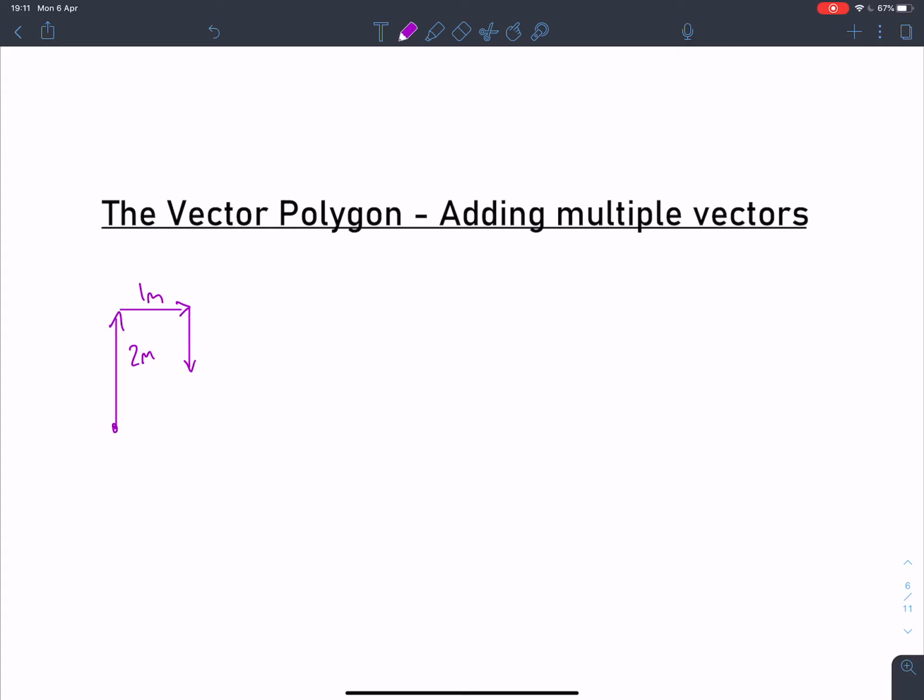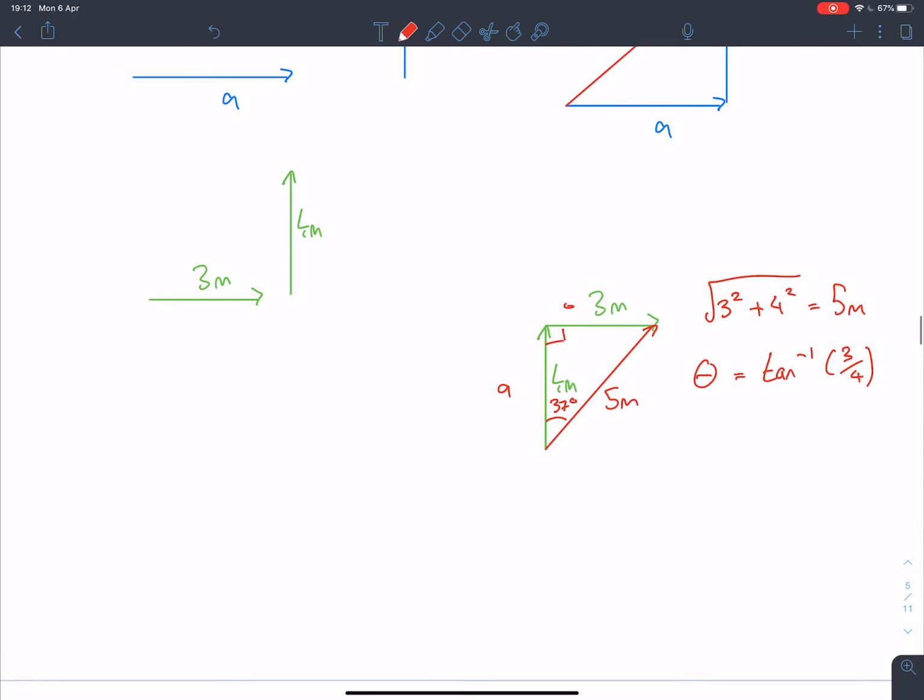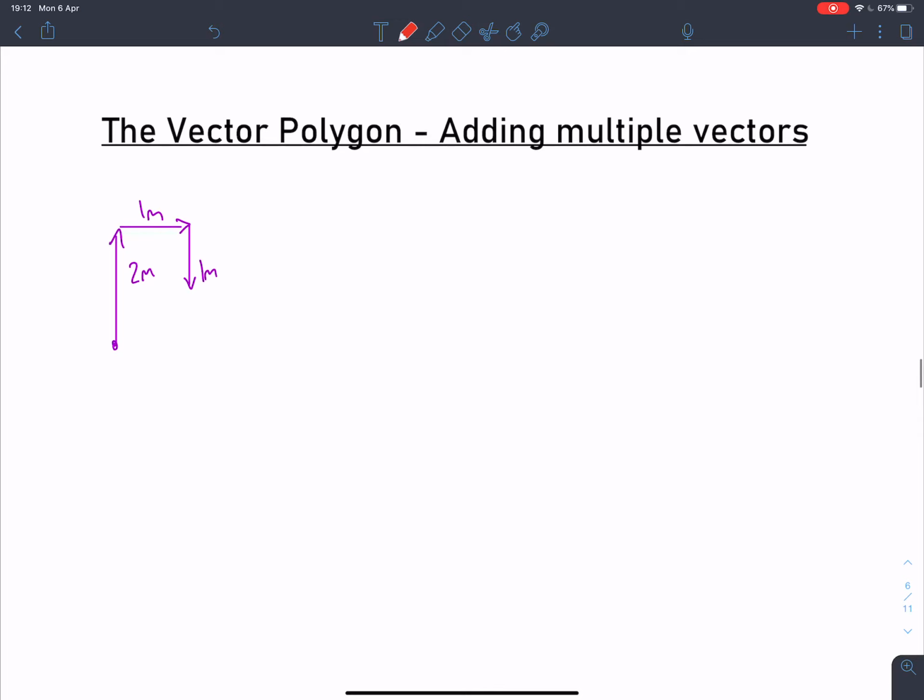It's about that long. Okay. So my question is, what is my displacement from my starting position? So I've got 3 vectors here, and if I go back to what I did before, I went from the start to the finish, and I could do that exact same thing here.